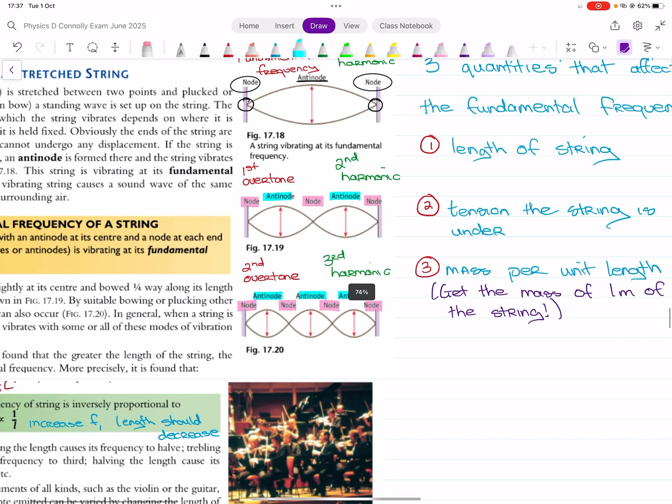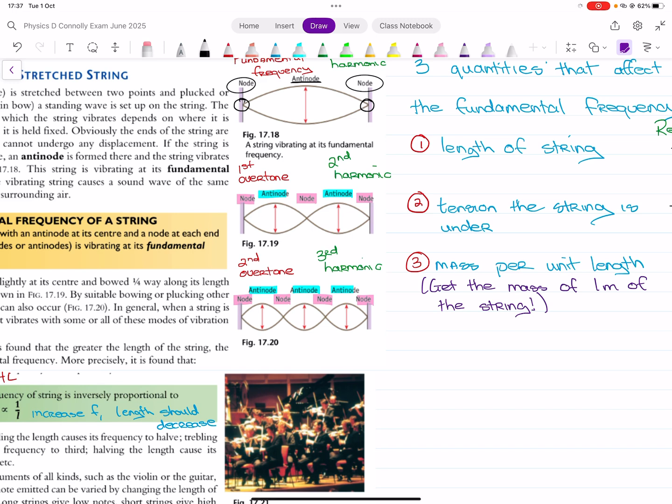Yeah? And then from there, do you remember we got the maths where we had the distance from node to node, or node to adjacent node. So if you look at this picture here, that's a wavelength. Yeah, can you see what I'm doing there? That's a wavelength. So node to node, which is this bit, is half a wavelength.